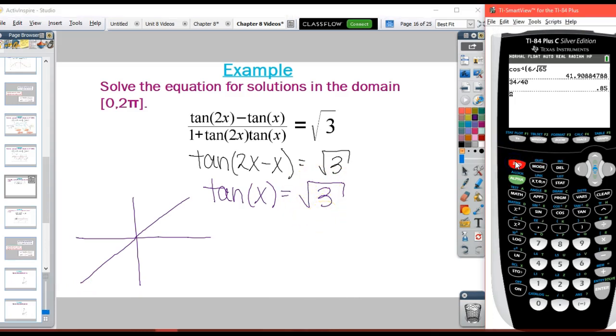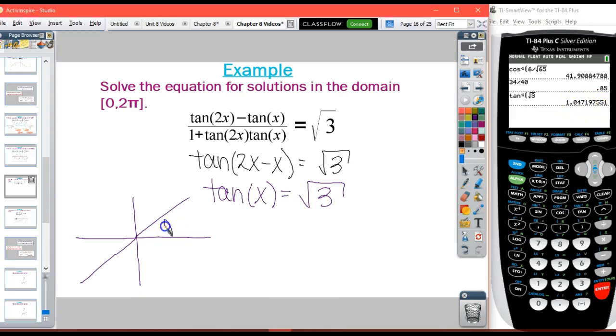If you didn't think to do that, you could do the tangent inverse in radian mode of the square root of 3. And you will get 1.047. That's an approximate angle. If you did look to your unit circle, you would end up finding the angle pi over 3. So that is one of my solutions.